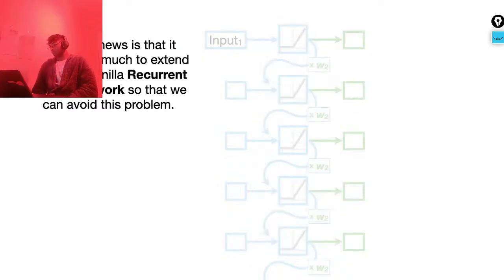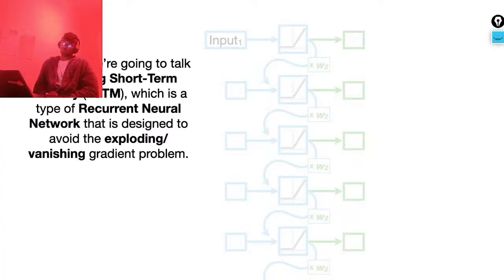Poof. The good news is that it doesn't take much to extend the basic vanilla recurrent neural network so that we can avoid this problem. So, today, we're going to talk about long short-term memory, LSTM, which is a type of recurrent neural network that is designed to avoid the exploding/vanishing gradient problem.